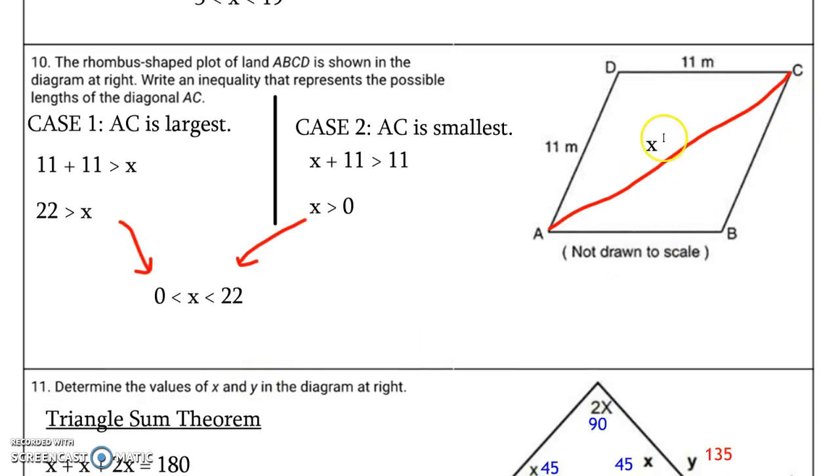We draw the diagonal, label it x, and we have two different cases: AC is largest and AC is smallest. If AC is the largest, that means 11 plus 11 is greater than x. If AC is the smallest, then x, being the smallest, plus 11 has to be greater than 11. Solve both inequalities, and Bob's your uncle.